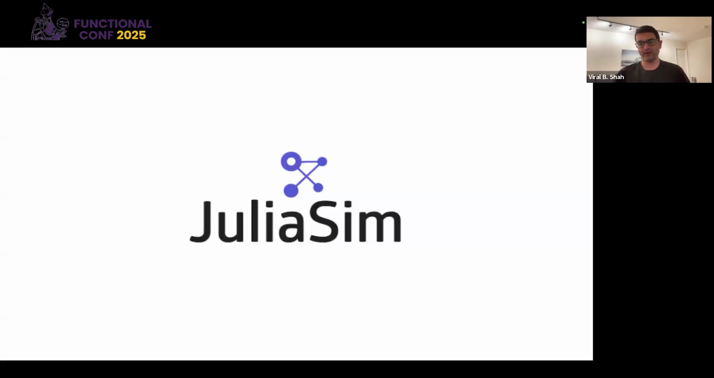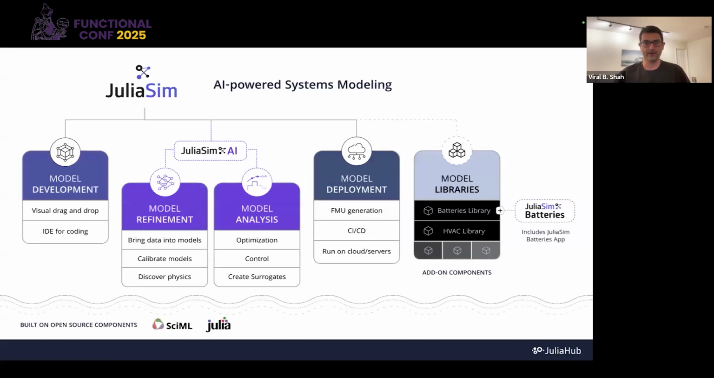And now I'm going to focus on multiphysics simulations with Julia Sim. This is a tool that we are developing at Julia Hub, and it encompasses a very broad set of capabilities from model development to model deployment, right? So we want to be able to develop models from first principles physics. We want to use AI capabilities to integrate data into models, to do model auto-completion, to calibrate the models, to discover the missing physics, do all the analysis, and then hit a button, deploy the model and a control system onto an embedded server or onto an embedded device.